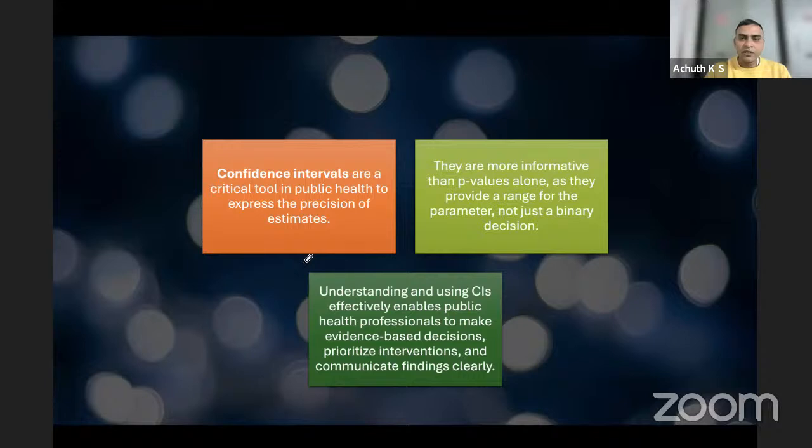Confidence intervals are critical tools. If you calculate the p-value between the two confidence intervals, and it is significant, it can be generalized to the whole population.